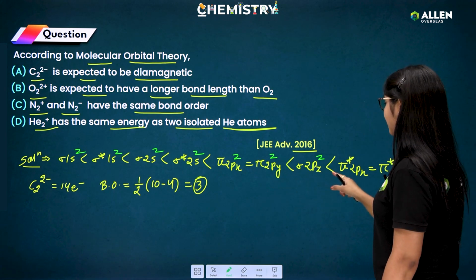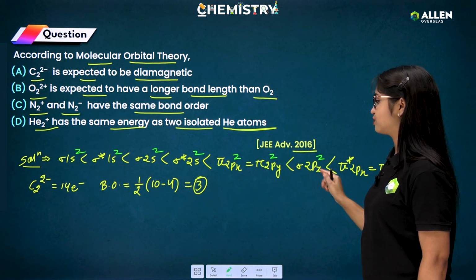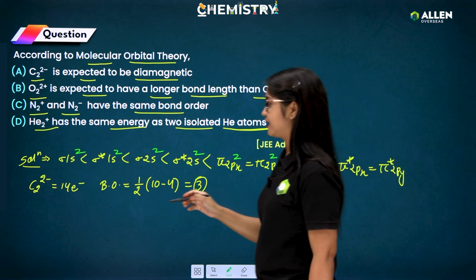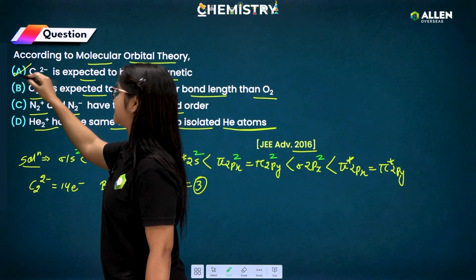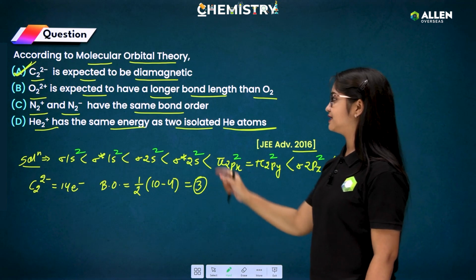But the option is saying that it will be diamagnetic or not. You can see all the electrons are paired here. In each and every orbital, you have 2 electrons. So all the electrons are paired. Paired means diamagnetic. So that's why statement A is absolutely right. C2 2 minus is diamagnetic. Now let's see the next one.